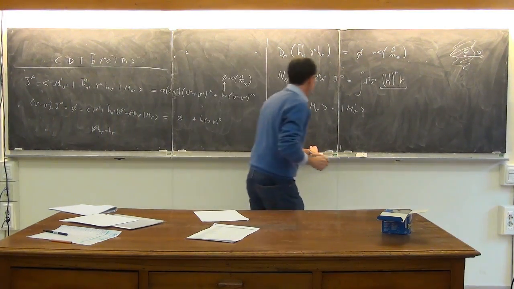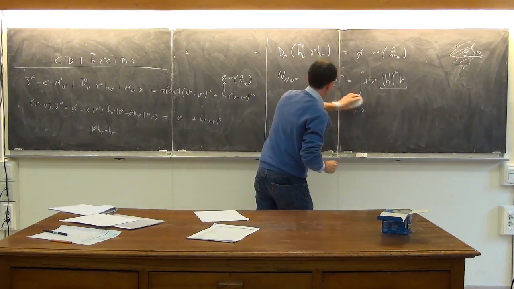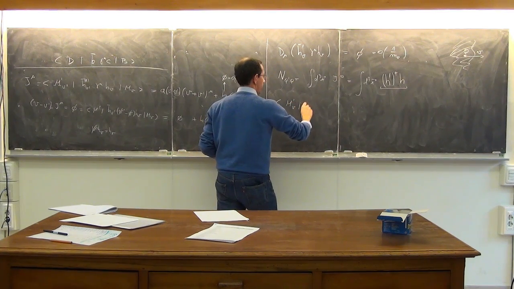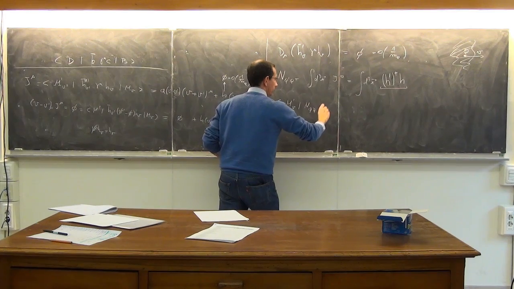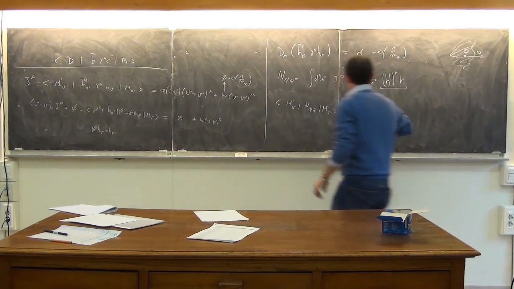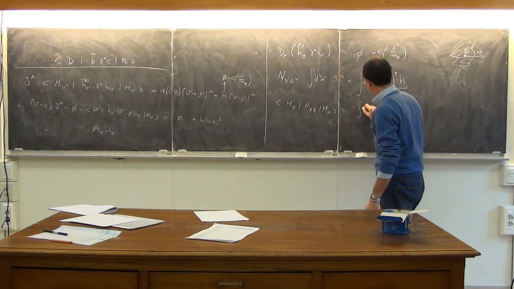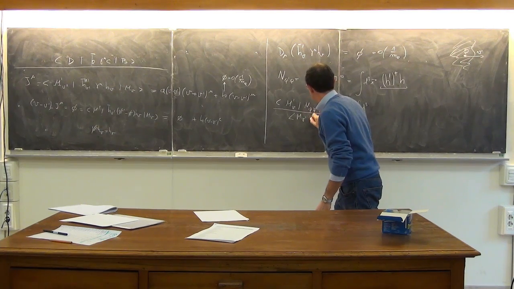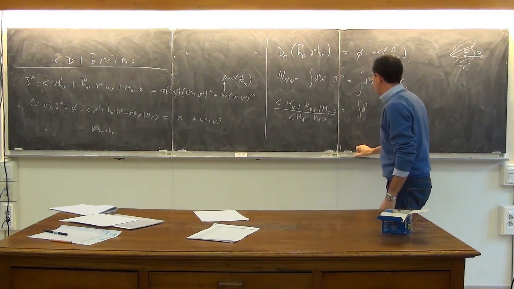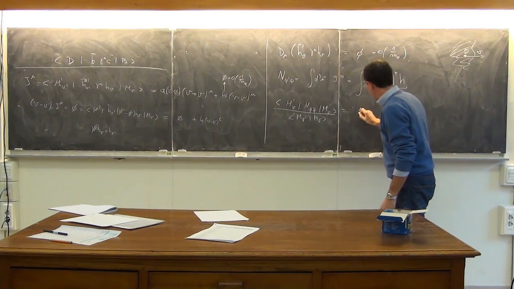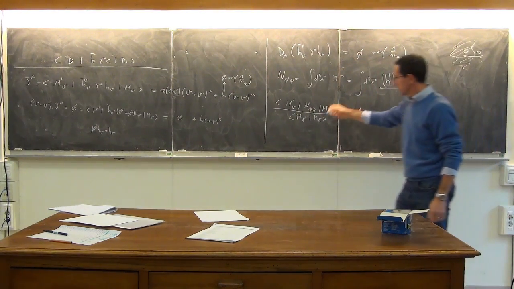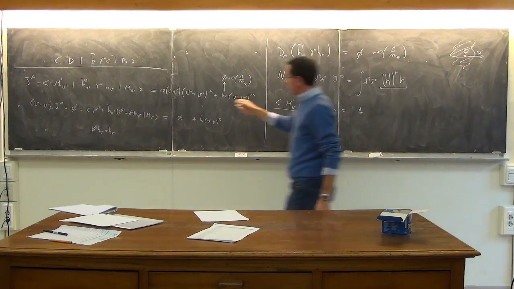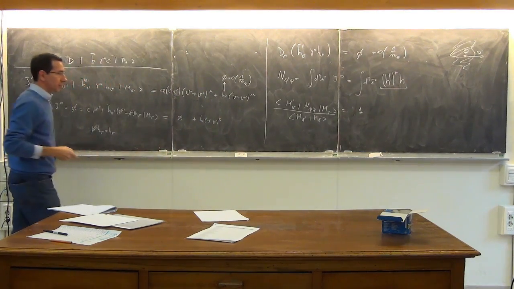So, if I consider this divided by the normalization, this is just one. It's just a normalization. But now let's compute it with the explicit composition that we have taken here.